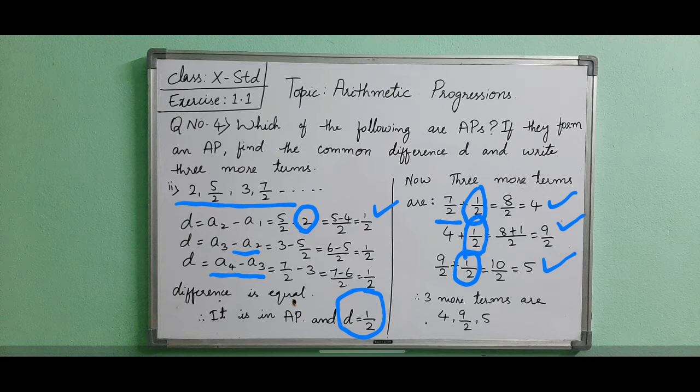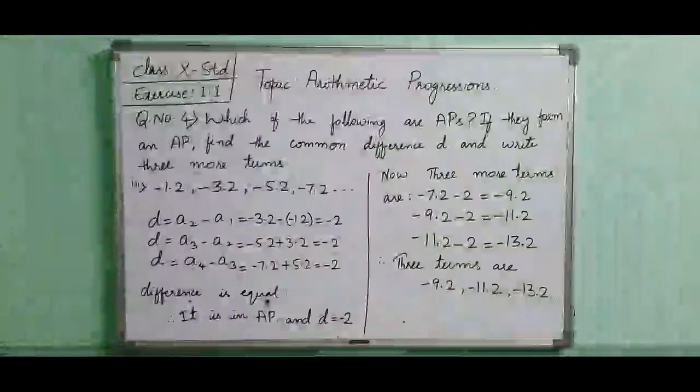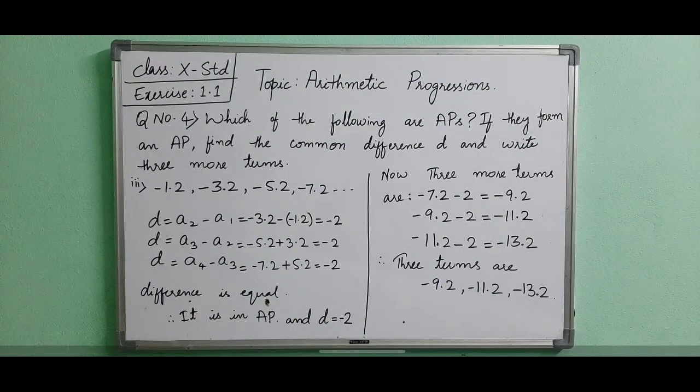Like this we have to do the whole bit. Now we will go for the third question of this bit. What is the third question? Minus 1.2, minus 3.2, minus 5.2, minus 7.2. Now again we have to find its difference. What will we do first? We will take the second term and the first term.